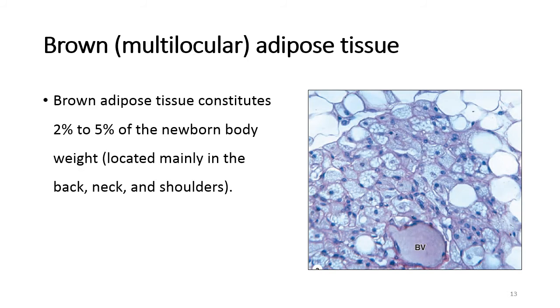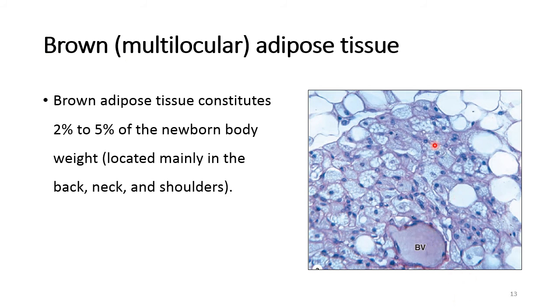So we have finished the white adipose tissue. Now we are turning to the brown multilocular adipose tissue. The brown adipose tissue constitutes about 2 to 5% of the newborn body weight and is located mainly in the back, neck, and shoulders.